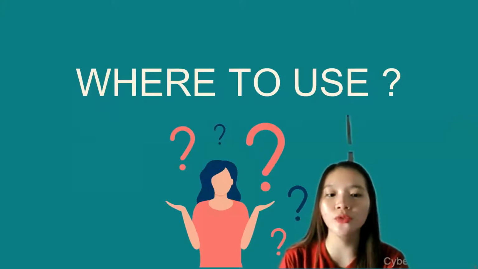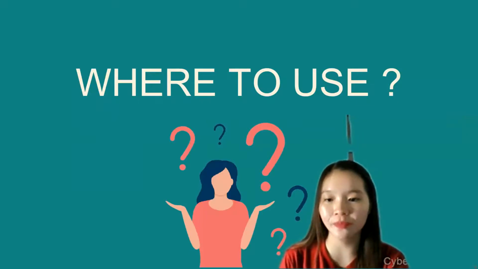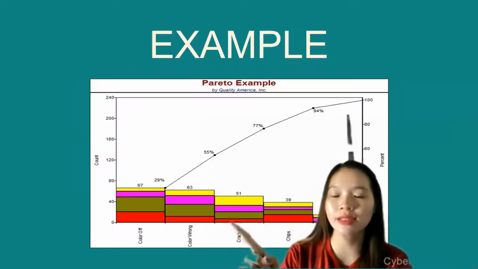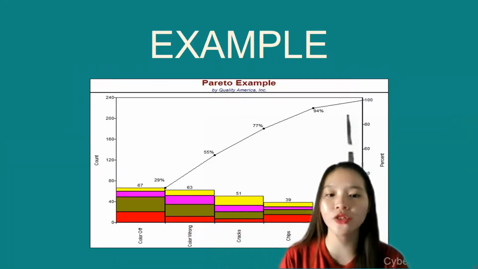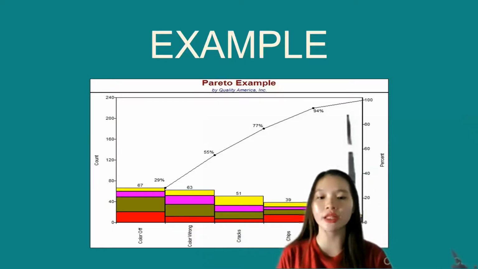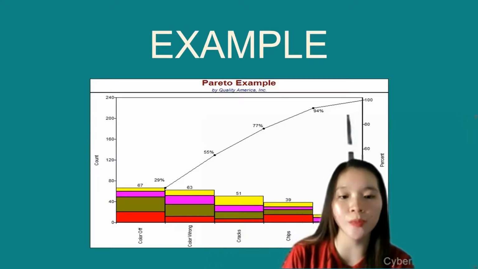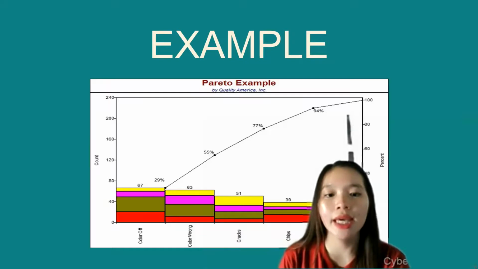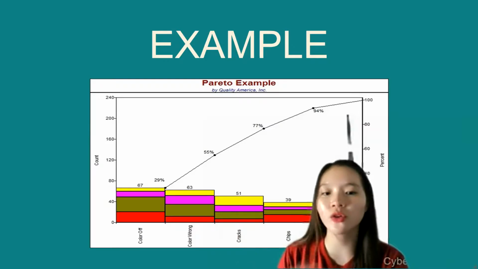Then where can we use the Pareto chart? Pareto charts are useful to find the defects to prioritize in order to observe the greatest overall improvement. How can we interpret it? This is the example, so take a look at this. The left vertical axis of the Pareto chart has counts or costs depending on the data used. Each vertical bar represents the contribution to the total from a given problem area. The bars are placed on the graph in rank order. That is, a bar at the left has the highest contribution to counts or costs.